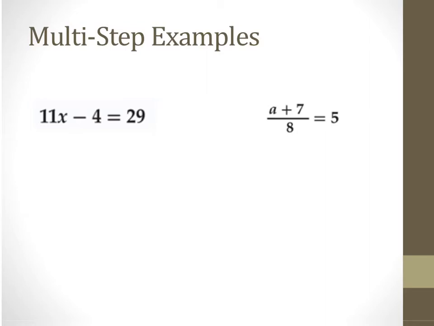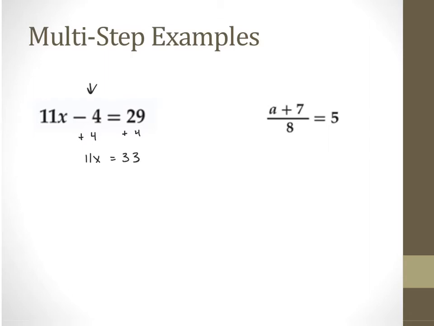So that usually means that the variable is being multiplied or divided by a number, and then there's also an addition or subtraction or something else going on. The first thing you're going to do is you're going to move the number that is not attached to the variable. So in this case, we're going to move 4. So I'm going to add 4 to both sides of my equation. Okay, and this gives me a 33.